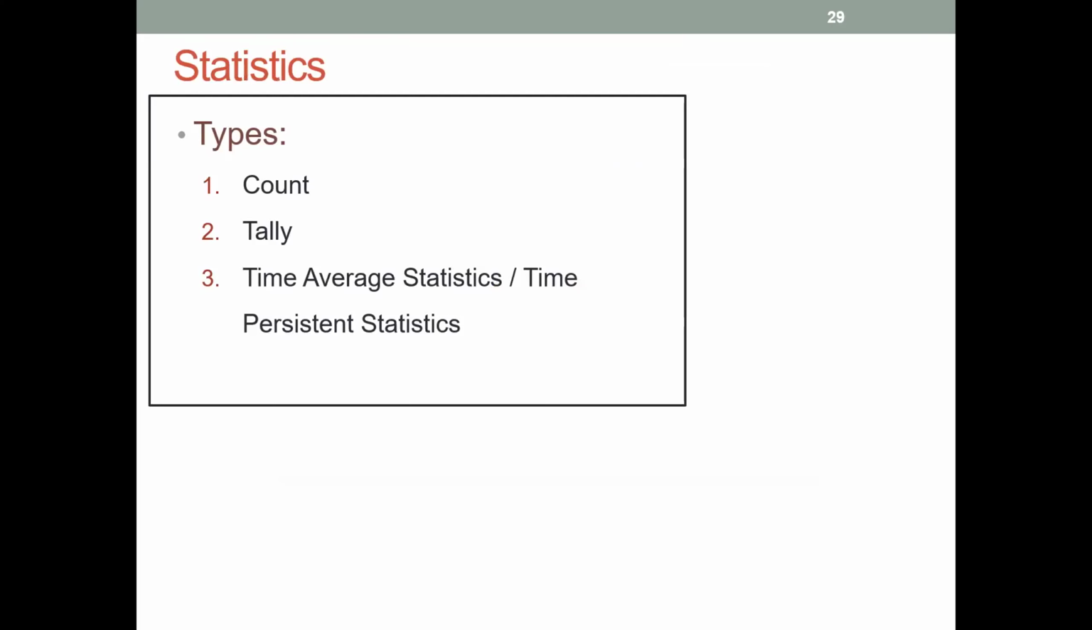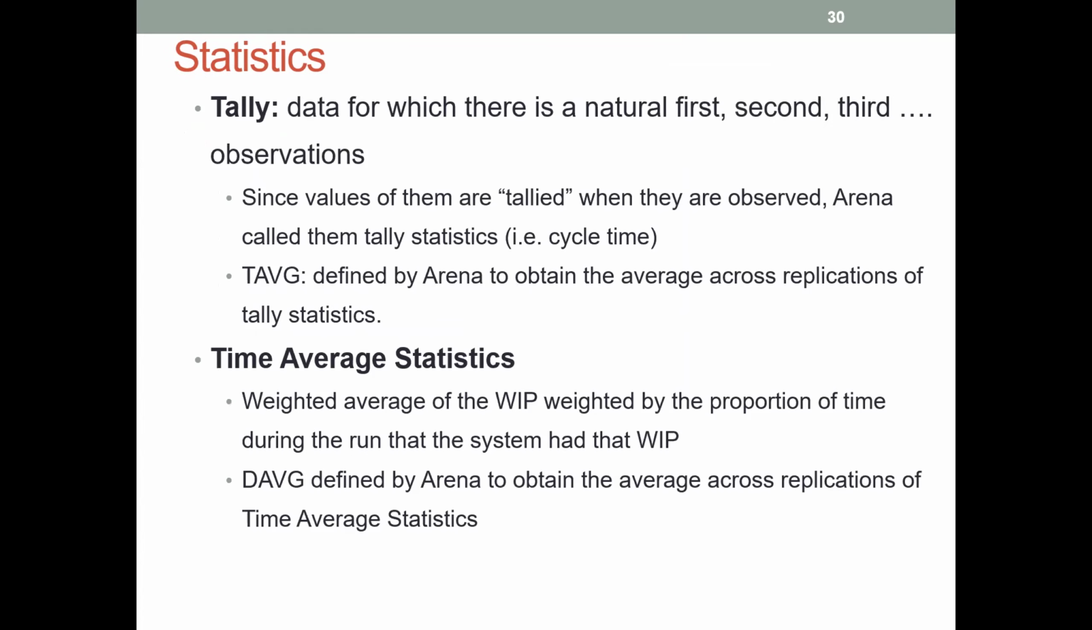Statistics. So those are the statistics that we've been collecting, or those are the three types that we've been collecting so far: the count, the tally, and the time average statistics. We know the difference between them, right? So I'm not gonna talk about this today, but we need to remember that when we are building the output report, when it's a tally, we use the TAVG to get the average across replications. When it's a time average statistic, we are using DAVG to compute the average across replications. We're still gonna do that. The only thing that is gonna be different is where we set up these formulas.